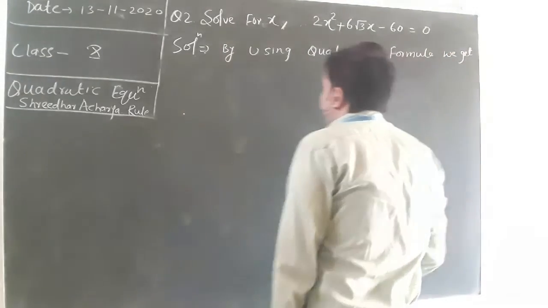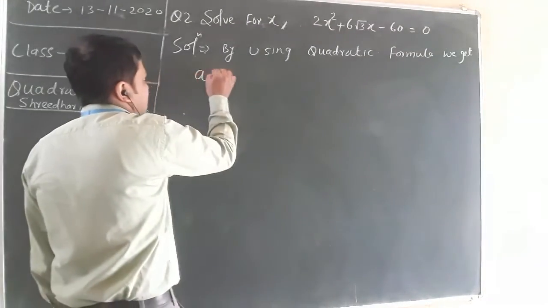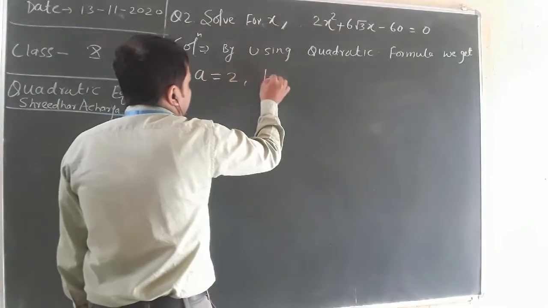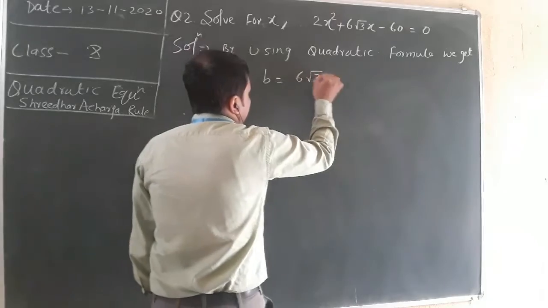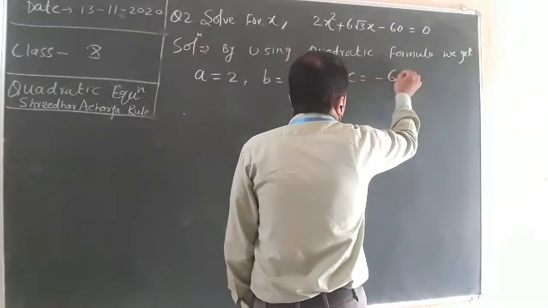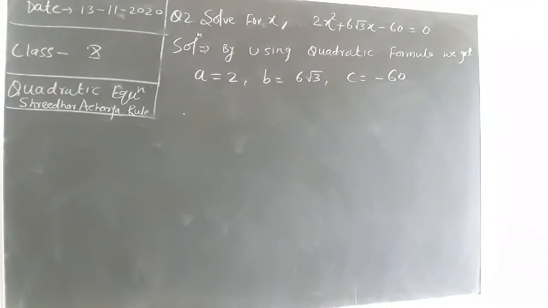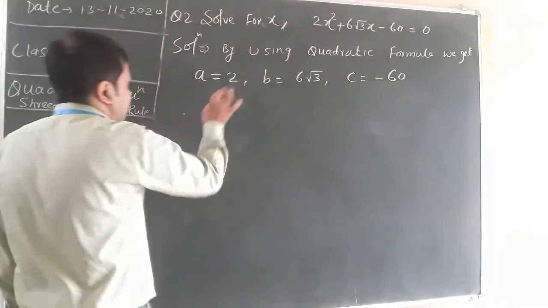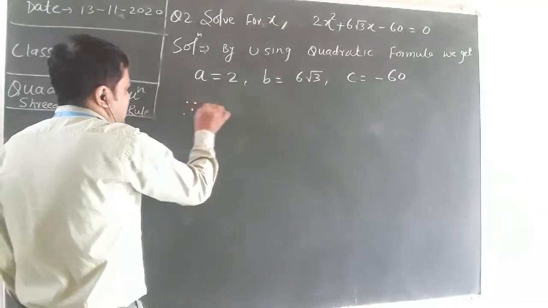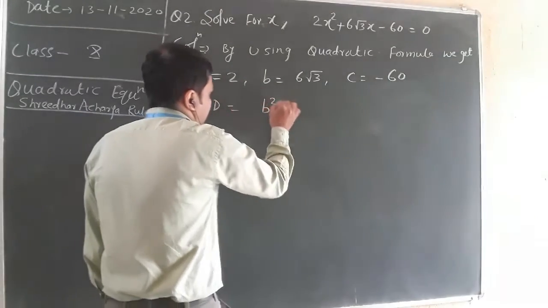the value of a. a will be 2, b will be 6 root 3, and what will be the value of c? It will be minus 60. Just as I have told you before, I have found these. Now D is equal to b square minus 4ac.